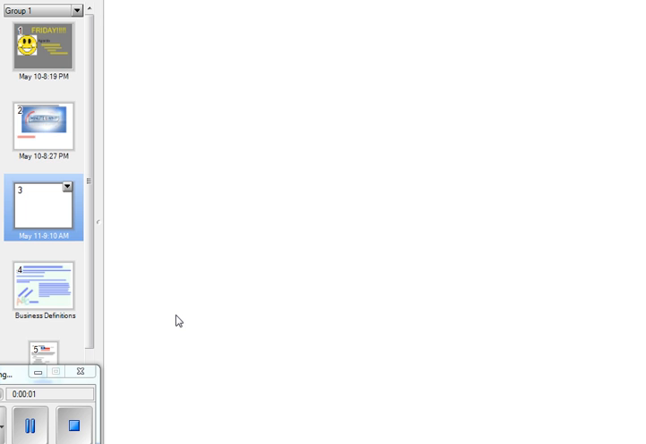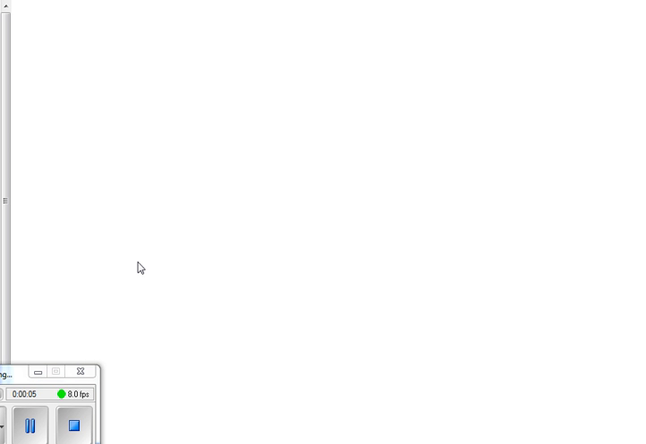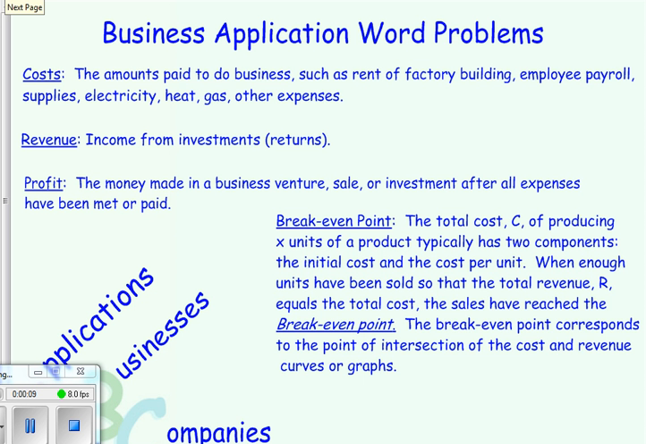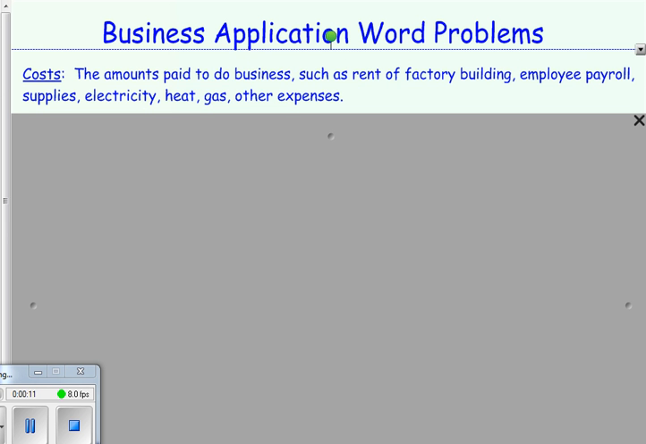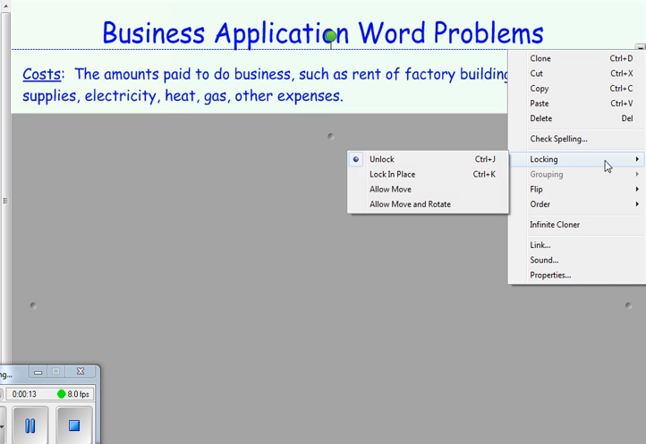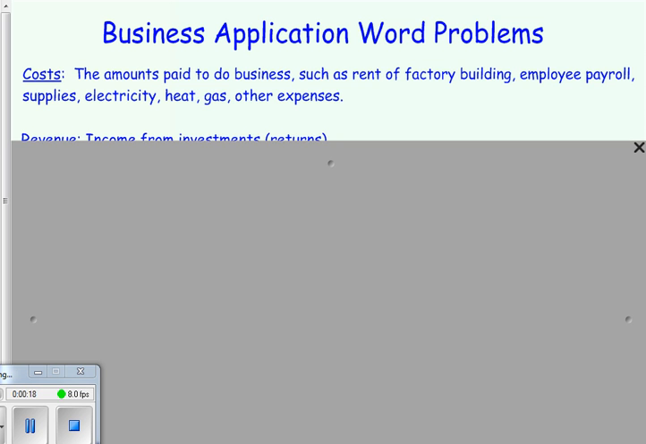We're talking about business applications, and is this a review for most? Yeah. Okay. So this isn't in your notes, but you can take notes on the side of that sheet on your iPad.